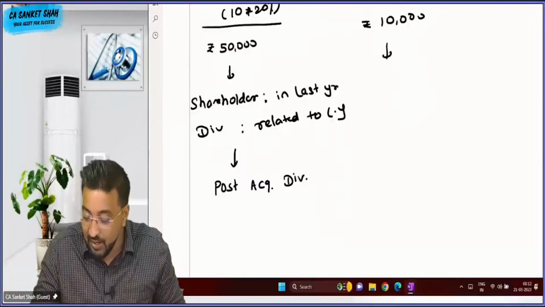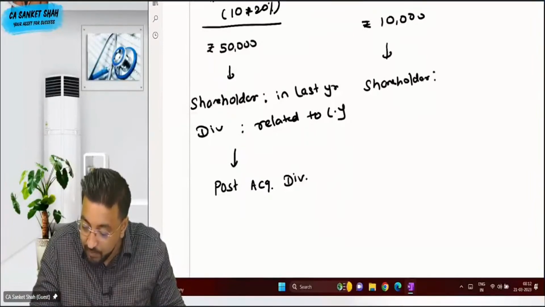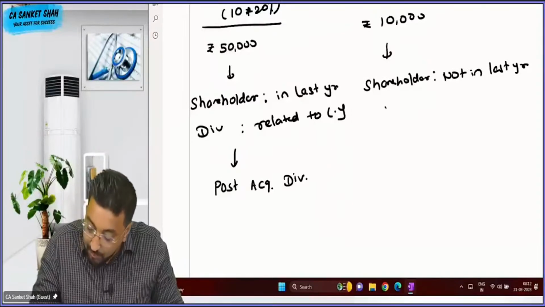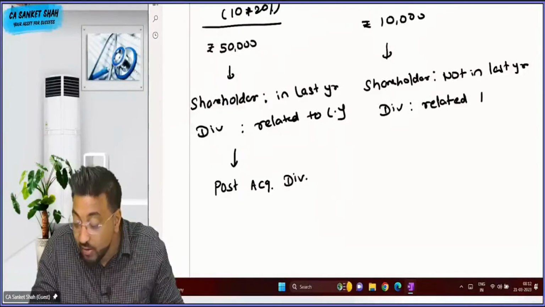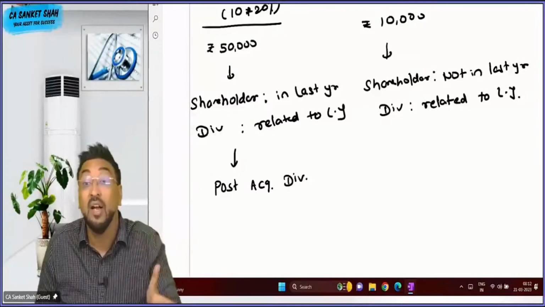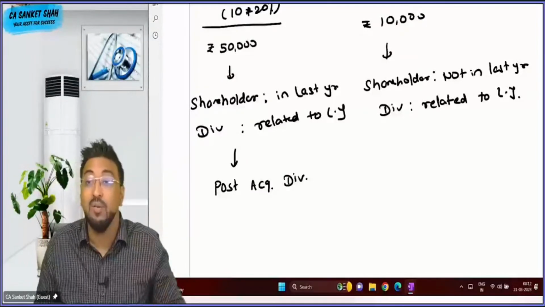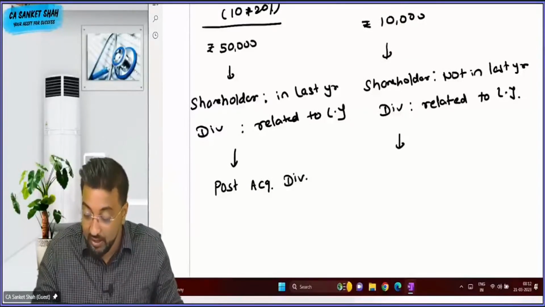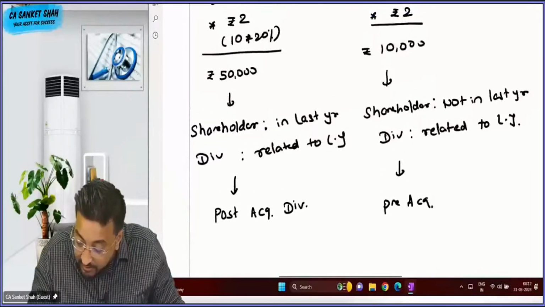For example, a shareholder not in last year, but still the dividend is related to last year. But why did you get this dividend? Because you are a shareholder on the cutoff date. I am a shareholder on the cutoff date. So this dividend is called pre-acquisition dividend, sir.